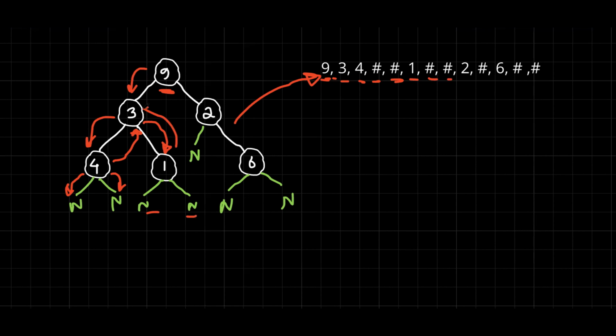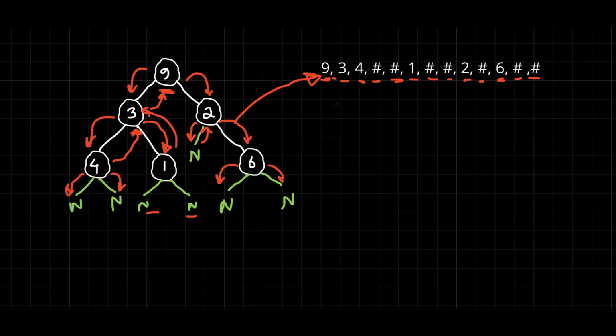From 1, we will get back to 3. From 3, we will get back to 9. And from 9, we will get to 2. This is 2. And for 2, its left child is a null node, so it will be hash. And again, the call will be in the root. From 2, we will go into 6. So there is 6, and these two hashes are for its null children.